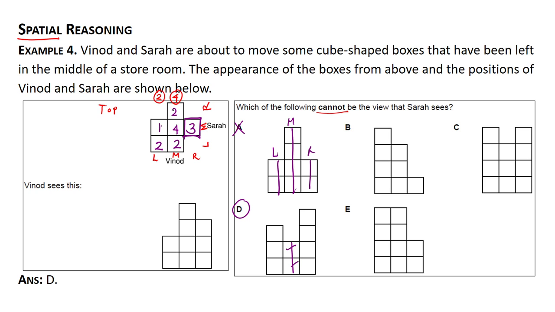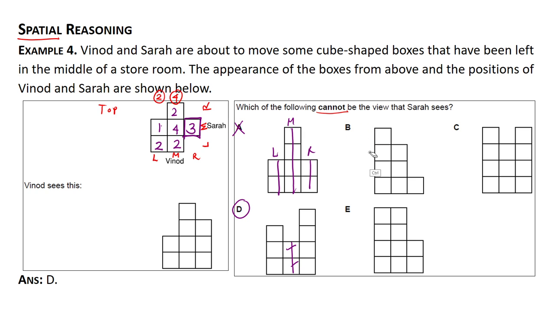All the requirements are the following. Vinod's left should be a maximum of 2, so that's okay. Vinod's middle, the maximum is 4, that's okay. And on the right, you have 3. From Sarah's perspective, on the left of Sarah, we have 2. Middle of Sarah, we have 4. The maximum was 4, which is the case here. And on the right, we have 2. So if these are the numbers of stacks, then we satisfy both Vinod's perspective and Sarah's perspective. So option A is possible, so it's not the answer.